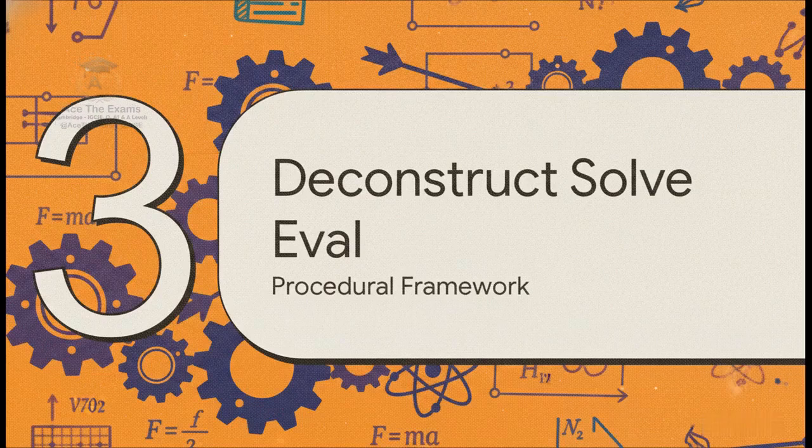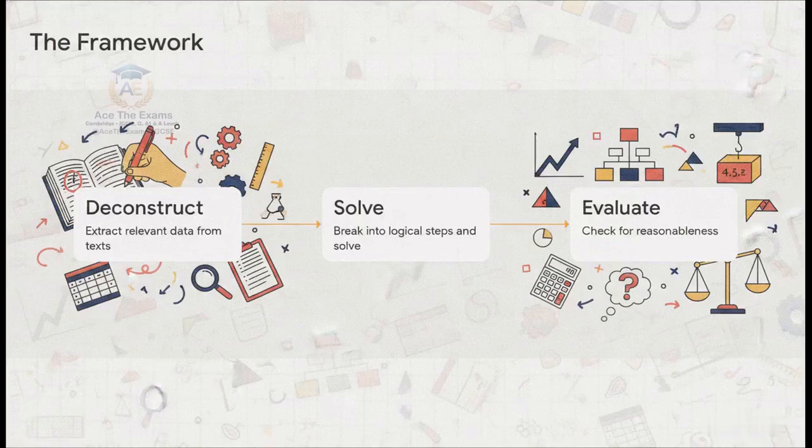Section 3. The Deconstruct, Solve, Evaluate framework. If you want to survive complex momentum problems, you need a system. Step 1. Deconstruct. Extract your masses and initial velocities, but pay strict, paranoid attention to whether an object is moving left or right. Step 2. Solve systematically. Apply the principle of conservation of momentum logically.